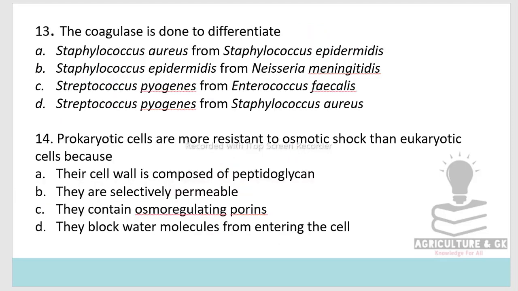Now moving next, our next question is, the coagulase test is done to differentiate Staphylococcus aureus from Staphylococcus epidermidis, Staphylococcus epidermidis from Neisseria meningitidis, Streptococcus pyogenes from Enterococcus faecalis, Streptococcus pyogenes from Staphylococcus aureus.